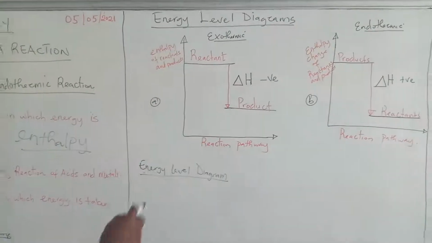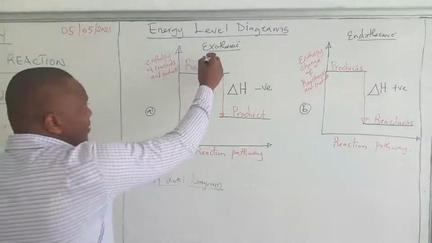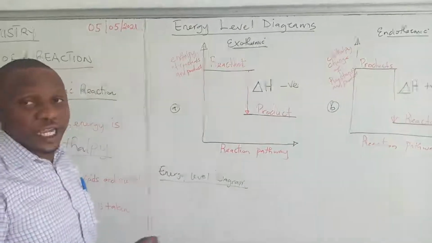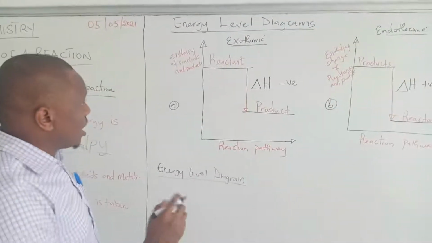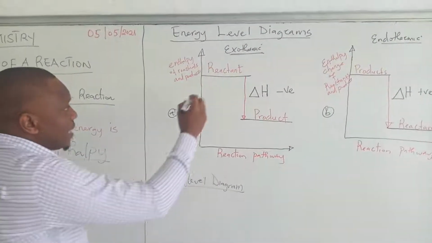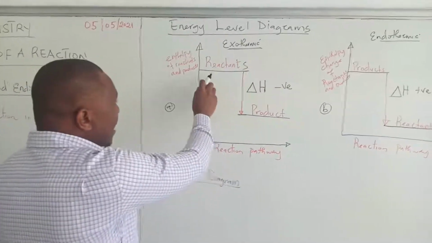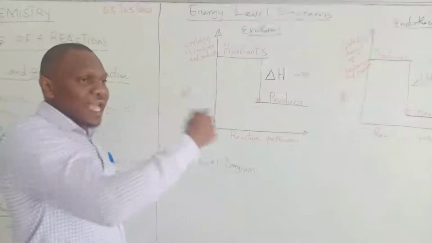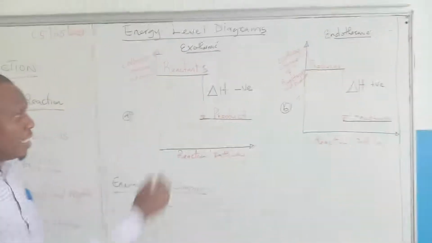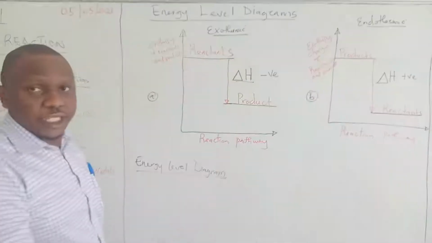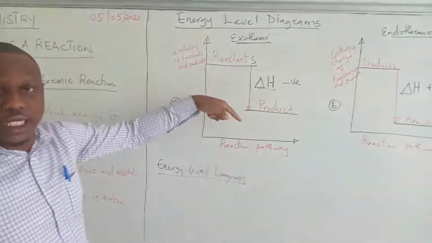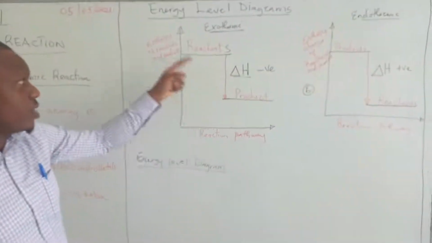Now, looking at our diagram here, this is an exothermic reaction. The energy level diagram of an exothermic reaction will tell you that reactants are at a higher energy level than the product. Because reactants are at a higher energy level than the product, delta H is negative, meaning that reactants possess a higher amount of energy than the product.